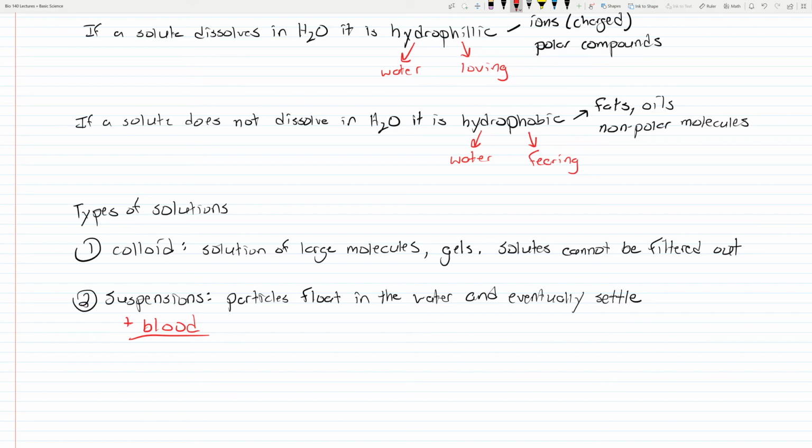So that's what it is. It's really not dissolved. They're really not being dissolved. They're just floating around in the water. And if they stop moving and let gravity do its work, gravity is going to pull the heavier objects down and keep the lighter objects at the top. Okay, so those are the two I want you to remember.